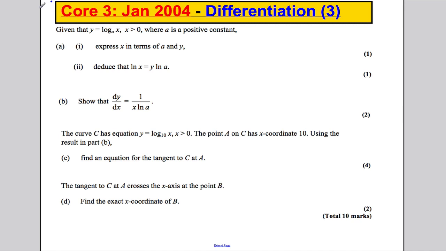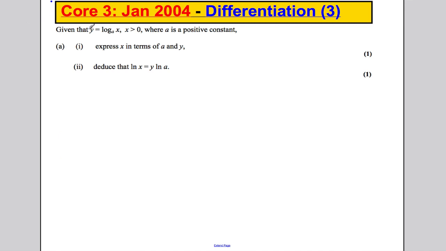Right, let's go through each part bit by bit. The first part, you're told that y is log base a of x, where x is bigger than 0 and a is a positive constant. Express x in terms of a and y. So make x the subject of the formula here.